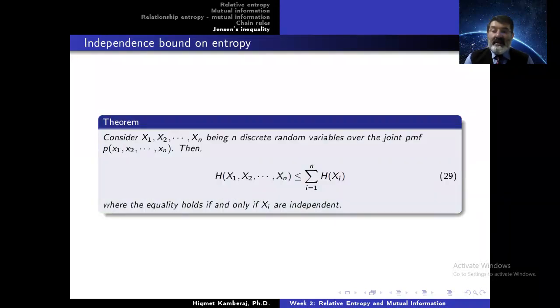Independence bound on entropy. Consider X1, X2, ..., Xn being n discrete random variables with joint probability mass function p of x1, x2, ..., xn. Then H of X1, X2, ..., Xn, so the joint entropy, is less or equal to the sum over i from 1 to n of H of Xi, where the equality holds if and only if the Xi's are independent.